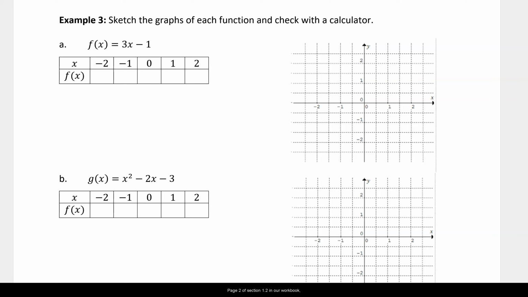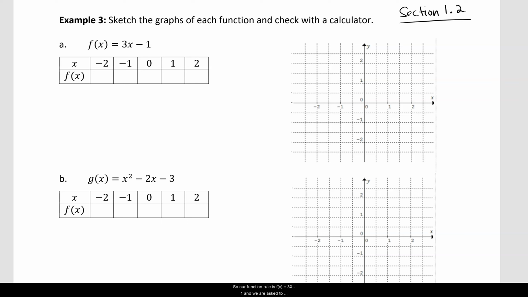The second page of section 1.2 in our workbook deals with some more graphing examples. And this time we are given the function and we can input our x values and output our y values. So take a look at example 3, part A. It says sketch the graphs of each function and check with the calculator.